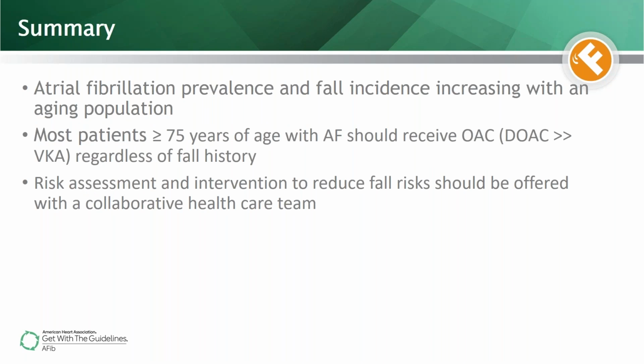So in summary, atrial fibrillation prevalence and fall incidence are increasing with an aging population. Most patients greater than 75 years of age with atrial fibrillation should receive oral anticoagulation, and DOACs are preferred to vitamin K antagonists in most patients, regardless of the history of falls. Risk assessments and interventions to reduce fall risk should be offered with a collaborative healthcare team.